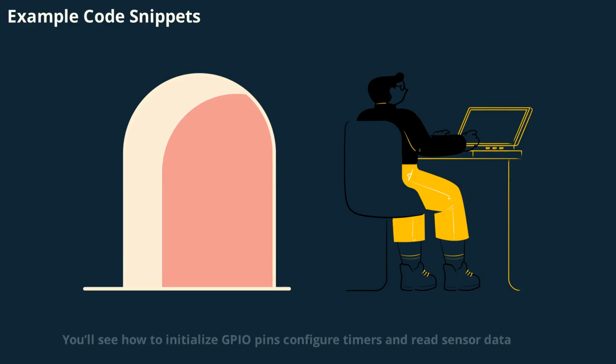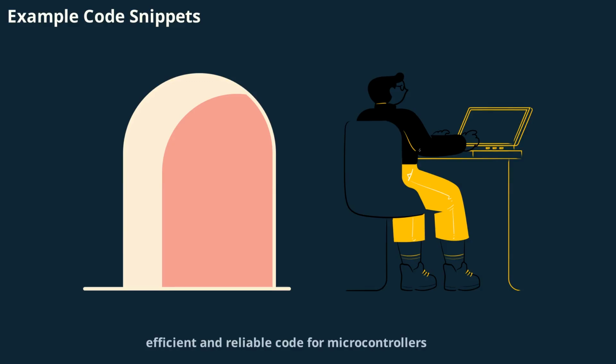Let's look at some example code snippets that demonstrate basic embedded programming concepts. You'll see how to initialize GPIO pins, configure timers, and read sensor data. These examples provide a practical foundation for building your own embedded projects. By studying and modifying these snippets, you'll gain confidence in writing efficient and reliable code for microcontrollers.